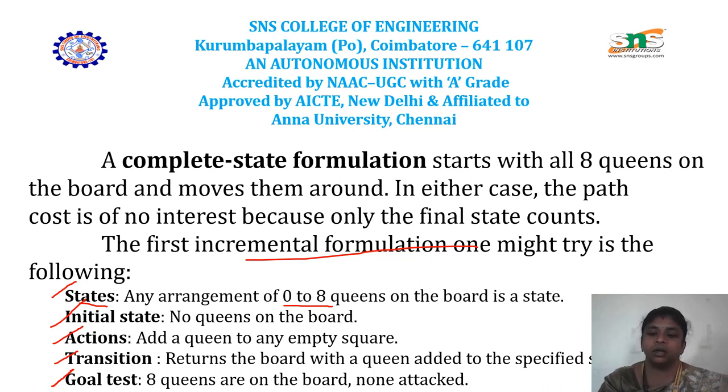If it is not a possible state, we go to the backtracking method to traverse, and then we place the queen. So that is the transition. Goal test: 8 queens are on the board, with none attacking. All 8 queens are placed in the 8 rows and the 8 columns. That is the goal test.